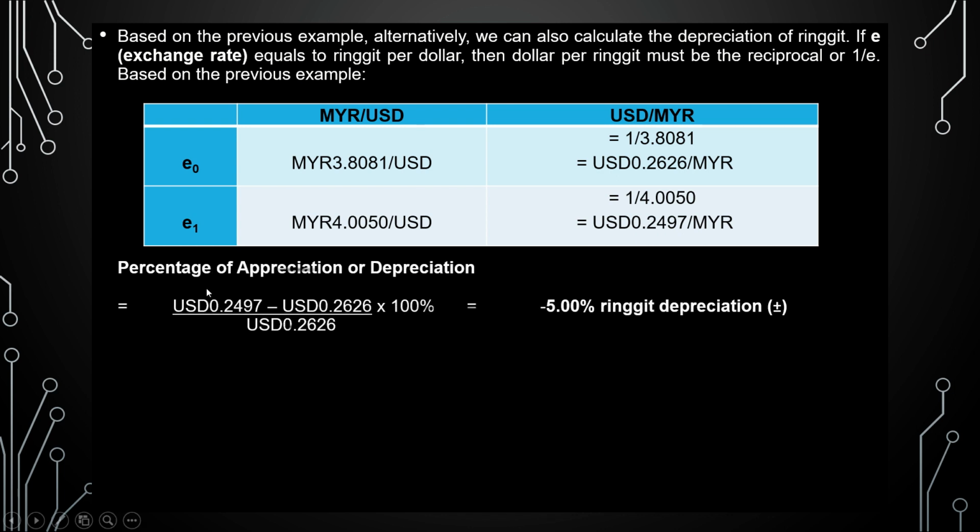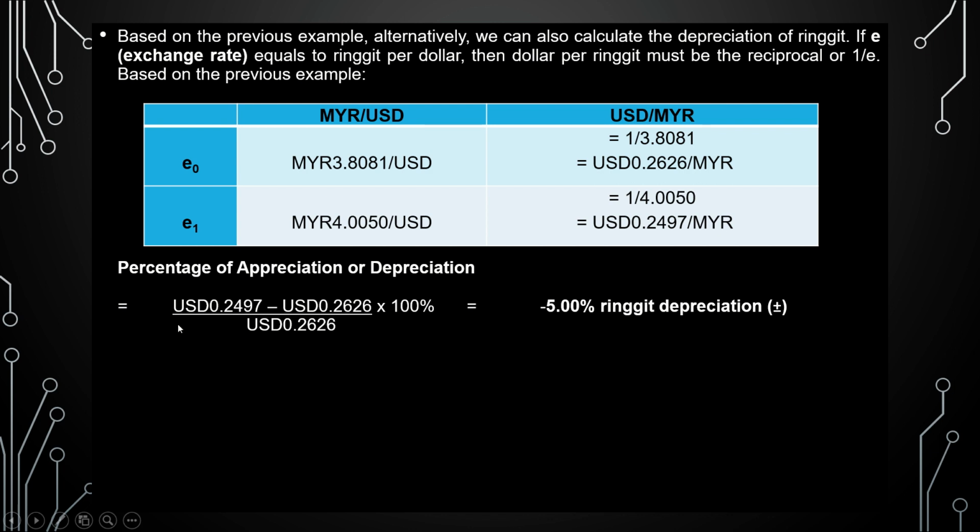Alright, so how to calculate the appreciation or depreciation? Now let's use this quote. Kita guna USD over ringgit. So again the formula is E1 minus E0 over E0, but in this case we will use USD per ringgit. So USD 0.2497 here minus the E0 0.2626, and then you divide with the E0, the old exchange rate, 0.2626 times 100%, you will get negative 5%.